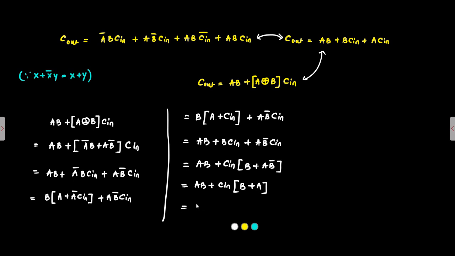So here it becomes AB or BC in or C in A. So this becomes equal to this. We have proved it. AB or A XOR B into C in, this carry out expression, is equal to this, AB or BC or C in A. So we have proved how AB or A XOR B into C in is equal to AB plus BC plus AC. Okay, so this is it.